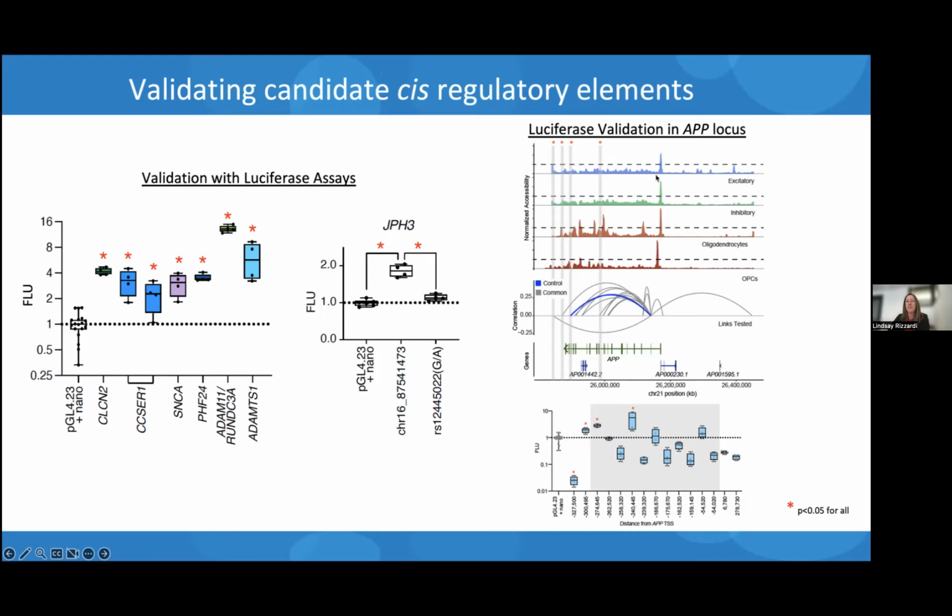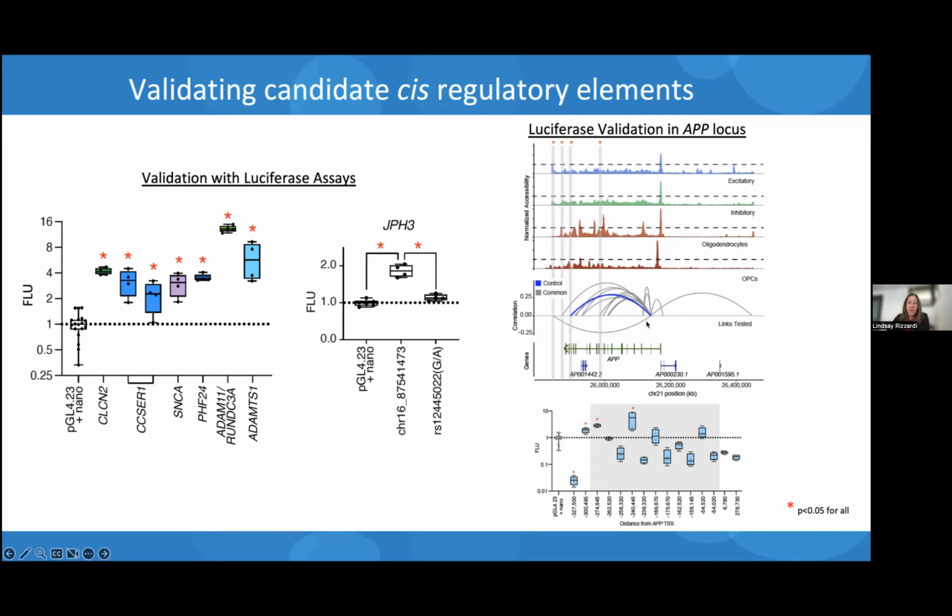accessibility tracks in excitatory neurons, inhibitory neurons, oligodendrocytes, and OPCs. And the links here are all the links that we tested for CRE activity in our luciferase assay that are linked to APP. Most of these were common, so they were found to be correlated both in AD and control samples, and there's one in blue here that was control specific. When we performed our luciferase assay, we validated 3 regions shown here with asterisks and highlighted here in gray that displayed the ability to stimulate luciferase activity.